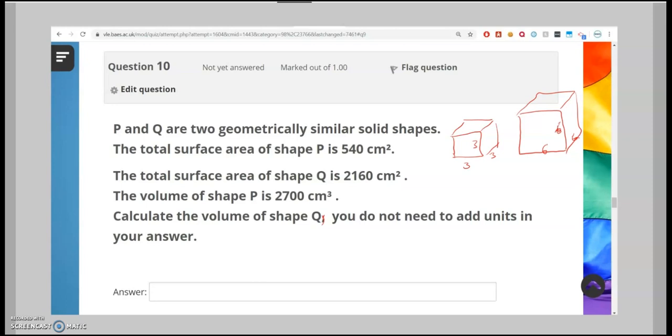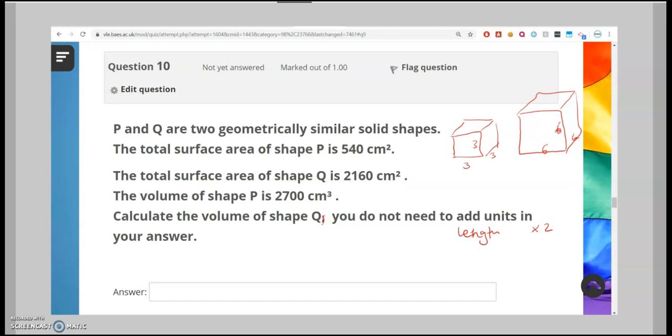So we can see that the dimensions have changed. The length has gone from 3 to 6. So length has doubled. So the scale factor of enlargement is 2.